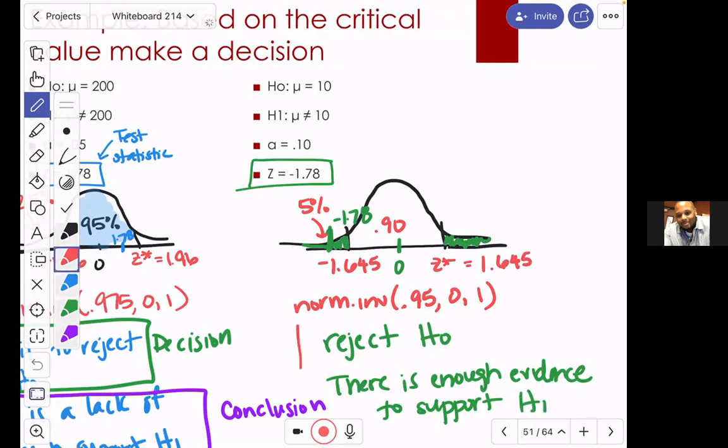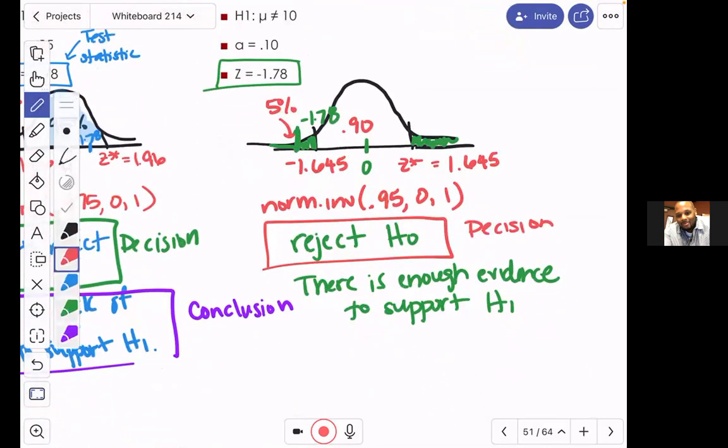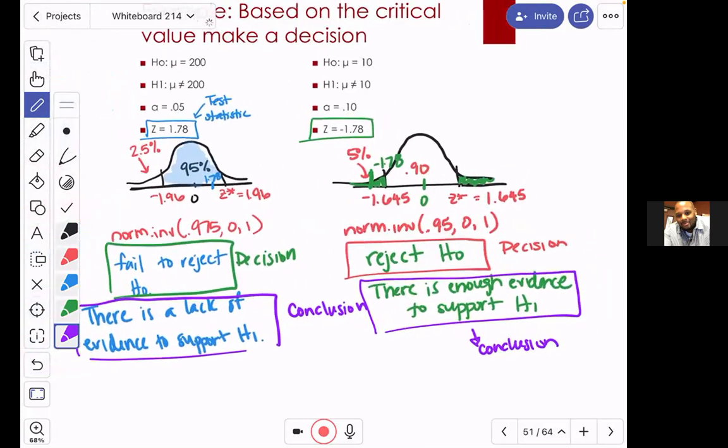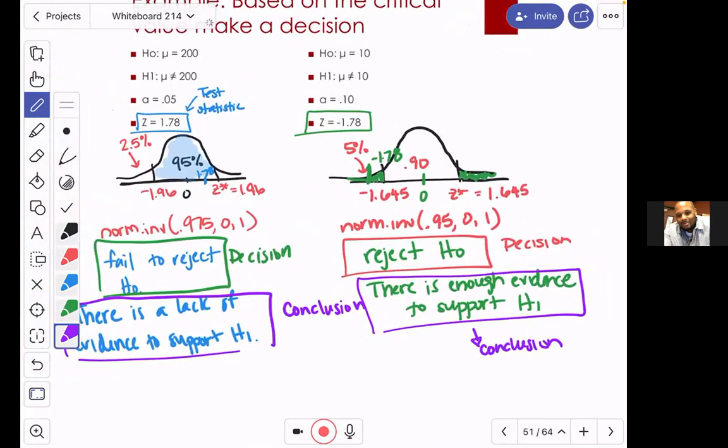So again, the decision right here, the conclusion right here. But again, all of this is based on evidence. So either the evidence supports or it doesn't support, but it's going to support what you're trying to show. In this case, I want to show H1, or I always want to show H1. That's what I'm testing. But this is what we call making a decision based on the critical value.